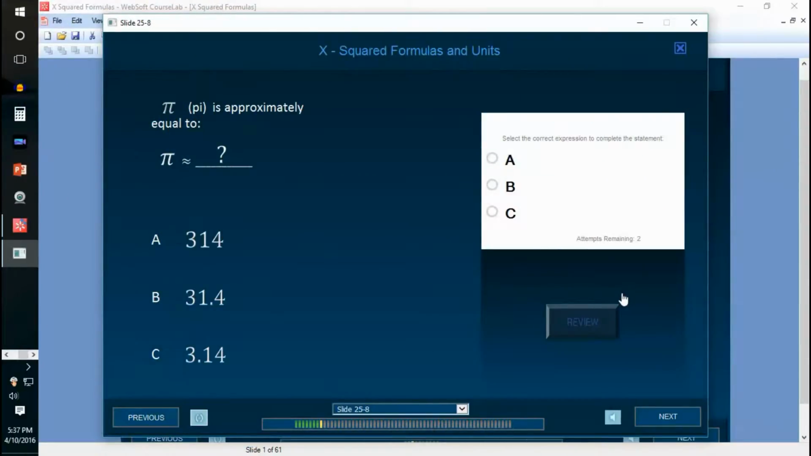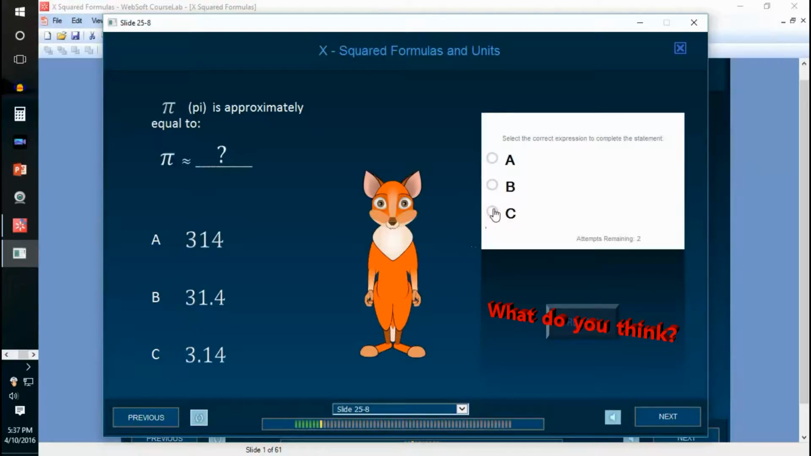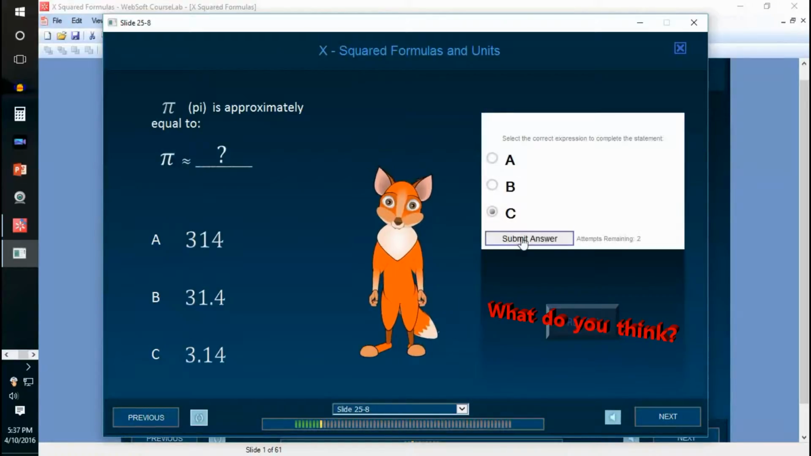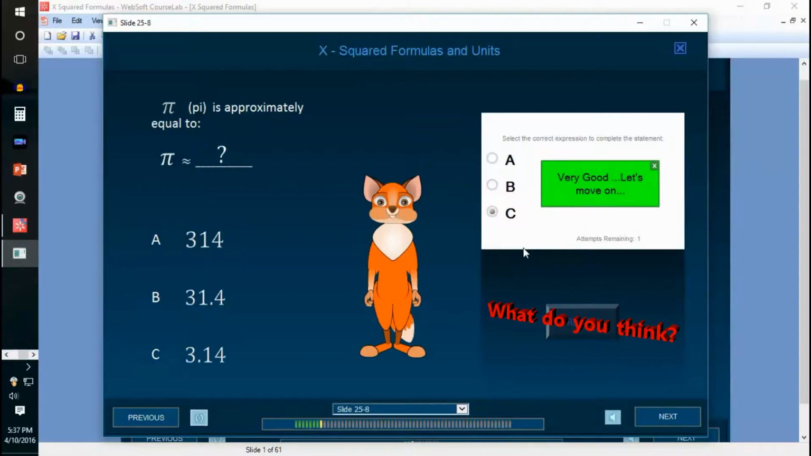The special number pi is approximately equal to which of the following? Nice. Pi is approximately equal to, answer choice C, 3.14.